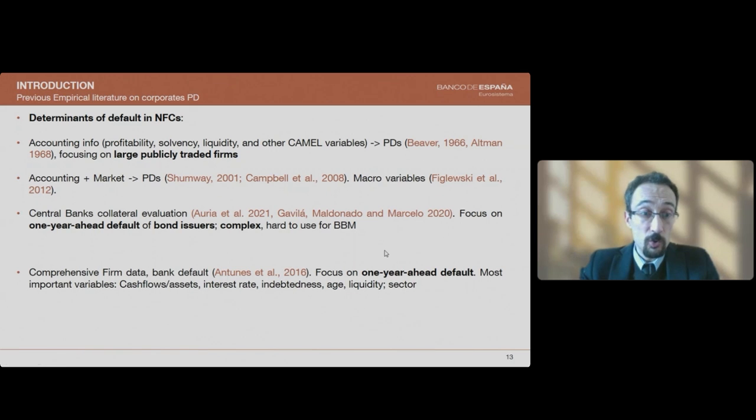Perhaps the closest work to ours is one by Antunes and collaborators, in which they look at a very comprehensive sample of Portuguese firms, including also smaller firms. But they also focus on 1 year ahead default, because their motivation is, again, the central bank collateral evaluation problems. But still, they find that a number of variables linked to indebtedness, such as cash flow and assets ratio, but also interest rate, age, and other variables, are important determinants of default.